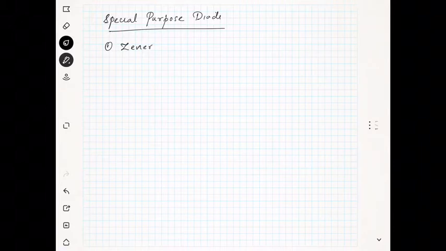Today we will discuss a new kind of diode which comes under the special purpose diodes. There are a lot of special purpose diodes. One of them is the Zener diode. Then another is the light emitting diode.